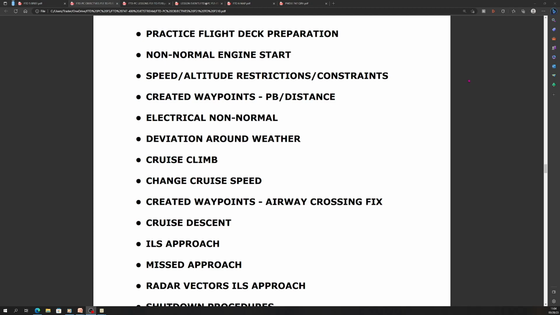We'll do speed and altitude restrictions and constraints again. That's no different. I think we've done that already. We do start to create some waypoints in this lesson. I think up till now we've created the along track waypoint, which is a created waypoint. So this time will be a couple of different ones. Place bearing distance is the one primarily, but we'll discuss place bearing, latitude, longitude waypoints, and other created waypoints besides just place bearing distance.